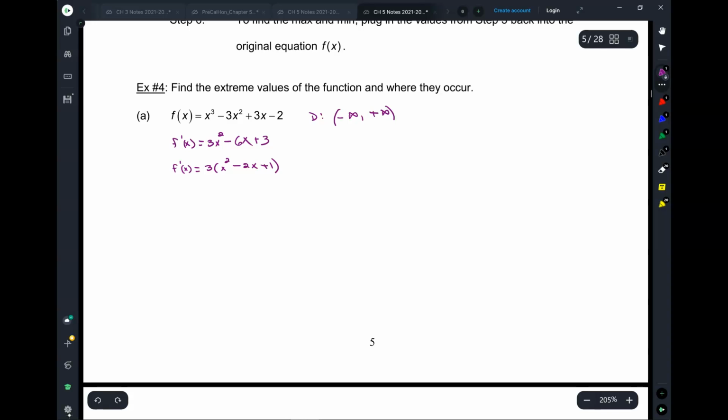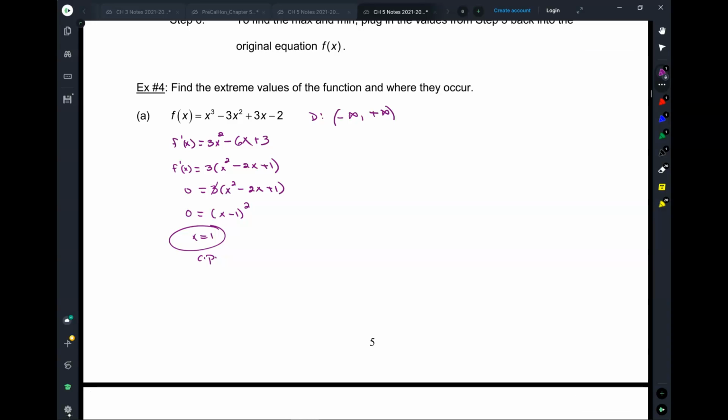Always set the denominator equal to 0. There is no denominator here. So 0 equals 3x squared minus 2x plus 1. The 3 divides out. So let's factor. This is x minus 1 squared. So x equals 1 is a critical point.